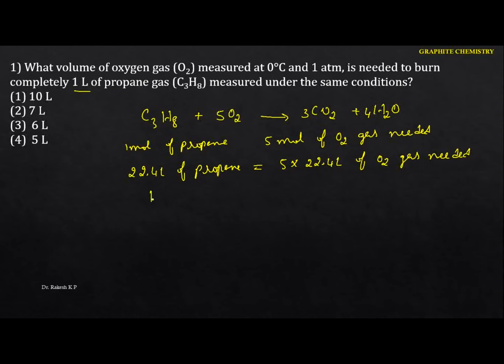If you take 1 liter of propane, you have to identify what exactly the volume of oxygen is. If you do the cross multiplication, that is 5 into 22.4 into 1 divided by 22.4, the volume we got is 5 liters. In this case the option is the fourth one. Now see the next question here.